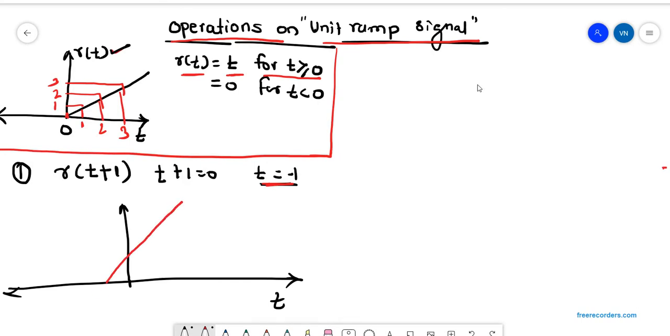So what is the meaning of this? For minus 1 we have 0 amplitude, then for 0 we have 1 amplitude, then for 1 I have 2 amplitude. Just put those values here. If I write minus 1 plus 1, I get 0 amplitude. If I put 0 here, I get 1 amplitude. If I put 1 here, 1 plus 1, I get 2.